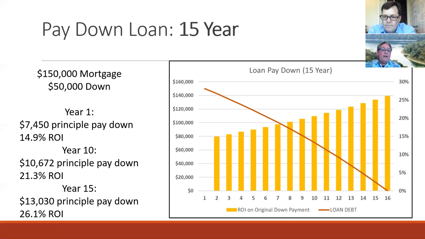off. Year one, you're reducing your principal by $7,450 principal pay down, which is a 14.9% return. So year 10, you did over $10,000, which is 21.3%. And then in 15 years, it's paid off. You did 26.1% return on investment in the last year, it's 26% off of your original investment. Yes, 26% return on your $50,000 originally invested.